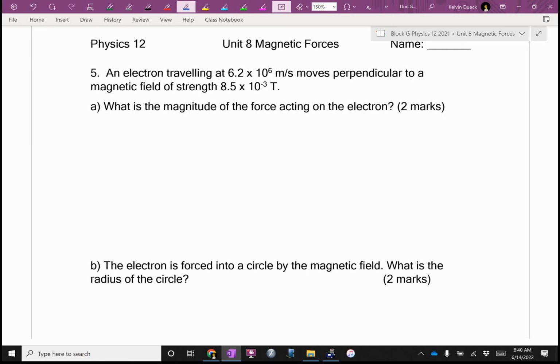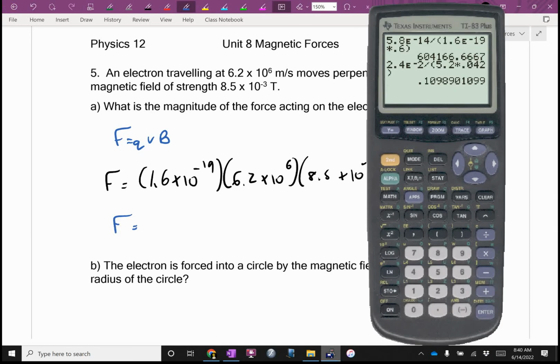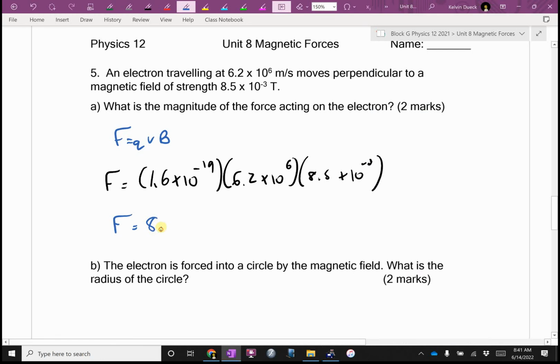So I guess the force, this is going to be straight plug and chug. It's going to be QVB. It's going to be 1.6 times 10 to the negative 19, V, 6.2 times 10 to the 6th, B, 8.5 times 10 to the negative 3. And I get 8.432. I'll go 8.43 times 10 to the negative 15 newtons.